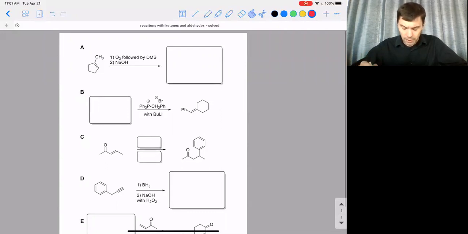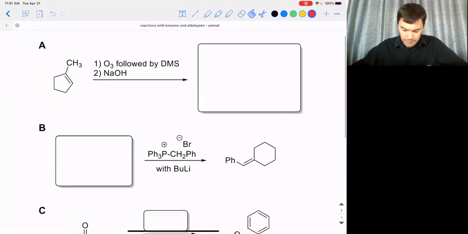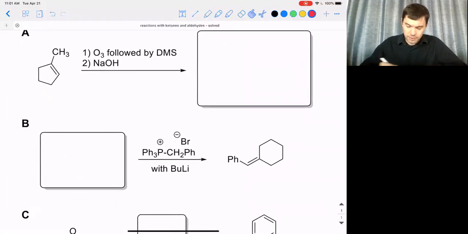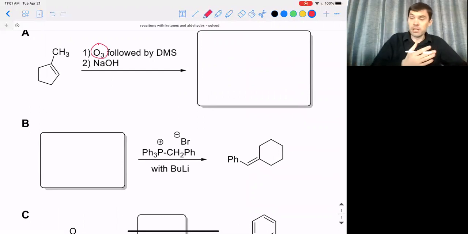All right, so let's just dive in here to the top one. This is going to be a two-stepper, so we're going to have to think through what the intermediate is. Now, ozonolysis is a great way to cleave double bonds into their dicarbonyl, and here the DMS is going to help us reduce that secondary ozonide to the carbonyl compounds.